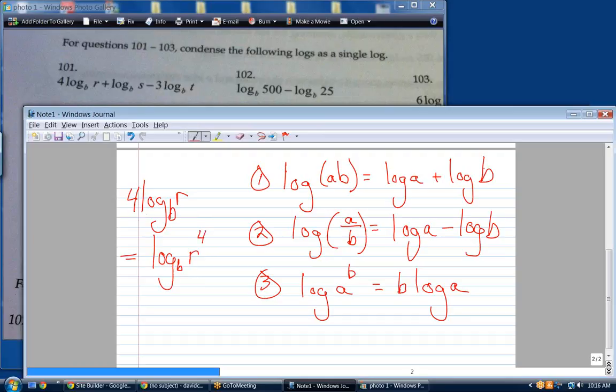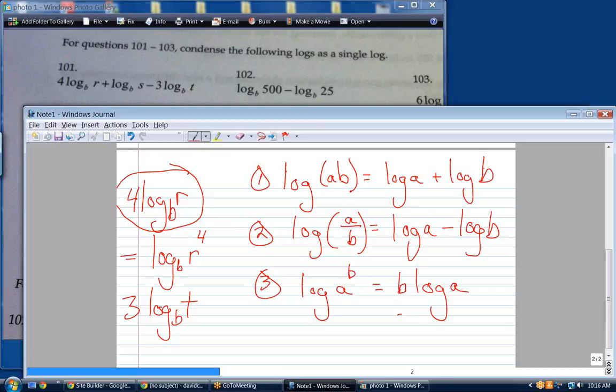In other words, the first thing we do when we condense it is reverse this based on Rule 3. Rule 3 says that if you have b times the log of a, you can take the b and make it the exponent of a. Okay? So the last one, 3 log base b of t, what's that equal to? To log base b of t to the power of 3.